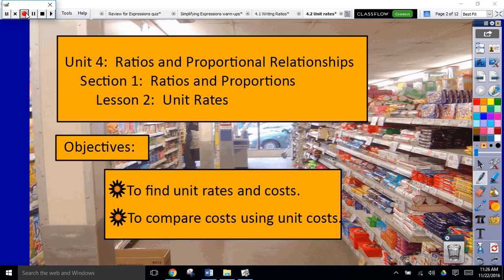Lesson 1 is just a lesson on how to write ratios and compare ratios, and that's something you should have done in 6th grade. My first year teaching here, the kids were coming from a different math program. They didn't have the program that we used last year, so we needed to do that lesson. So we're just going to move right into the lesson on unit rates. Our objectives are to find unit rates and costs, and to compare costs using unit costs.